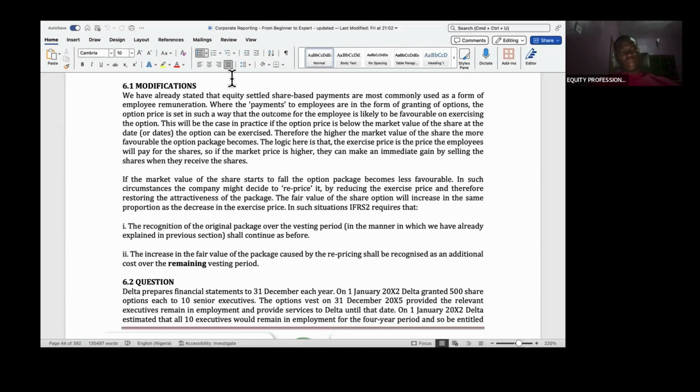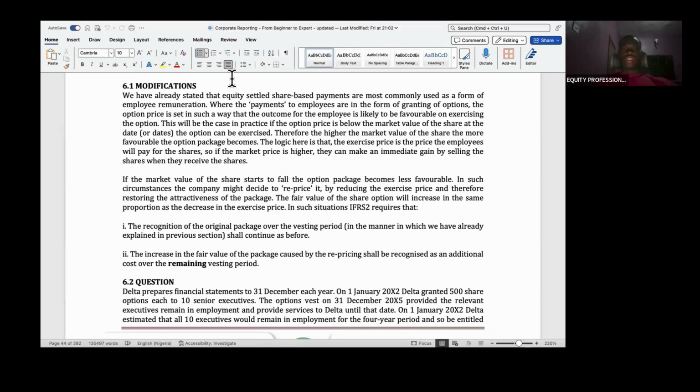And I hope you still remember the core principle, whether it's equity settled or cash settled. The core principle is just for us to ensure that we recognize that share-based payment expense over the vesting period. You don't wait until the option or the right vests before you recognize it in the books. You recognize it over the vesting period.